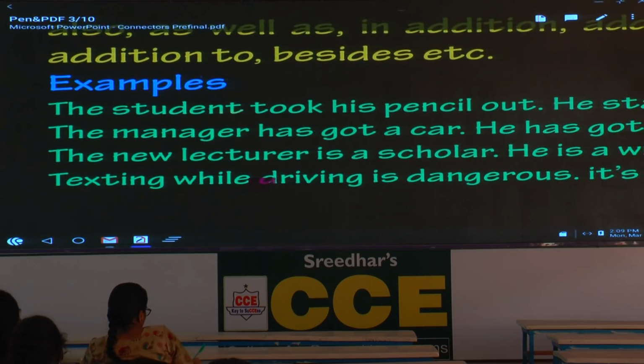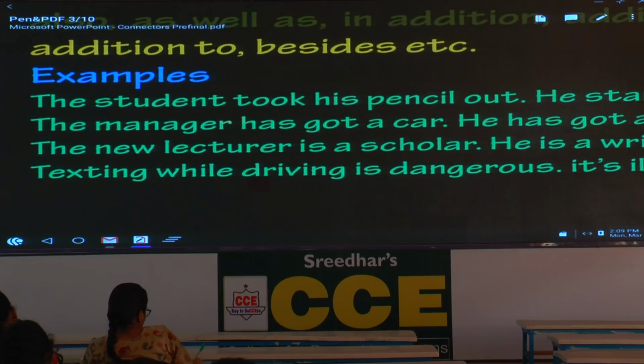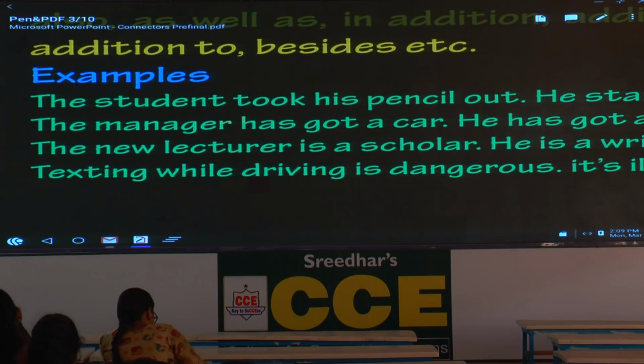In addition to. The next one, in addition to. In addition to, besides, both mean the same. Besides also means what? In addition to. So all these go with which concept? Addition. Now take these sentences.